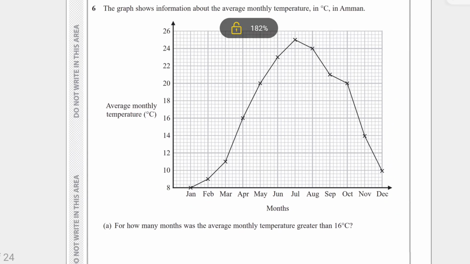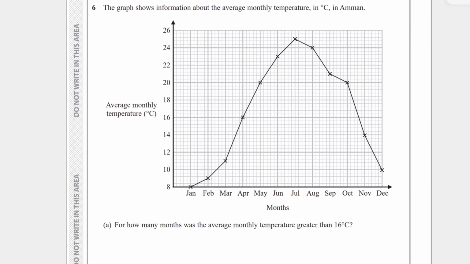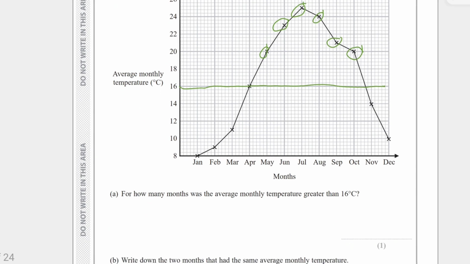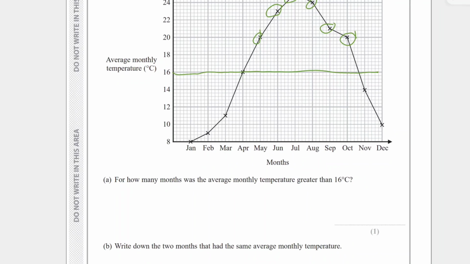Question 6. The graph shows information about the average monthly temperature in degrees Celsius in Amman. For how many months was the average monthly temperature greater than 16 degrees? So this is 16 degrees. So greater than 16, we have 1, 2, 3, 4, 5, 6. So we have 6 months.